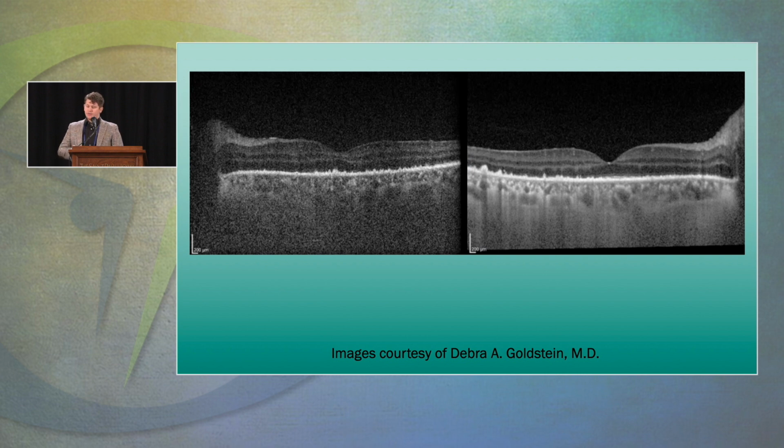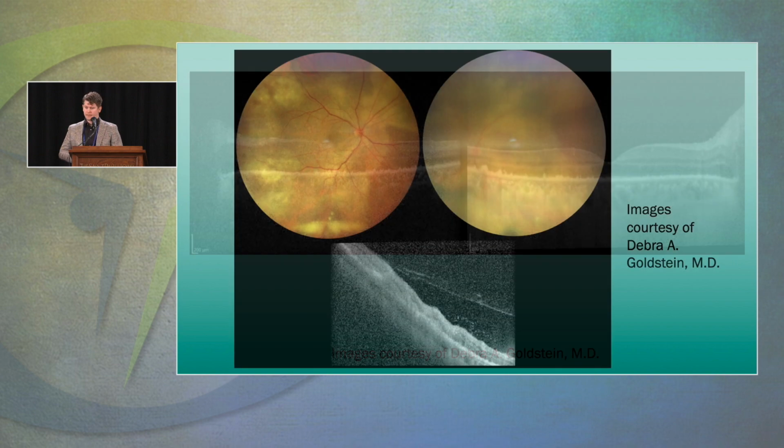The mimicker for this, or the thing that syphilis often will mimic or look like, is lymphoma. So you can see those little bumps down at the level of the outer retina. So that's something else that you need to keep in your differential when you look at this.